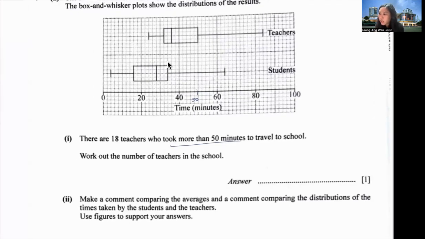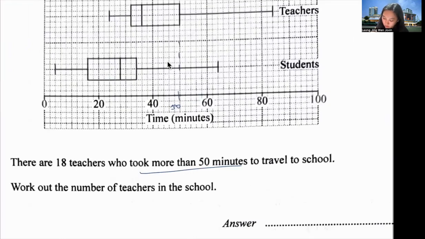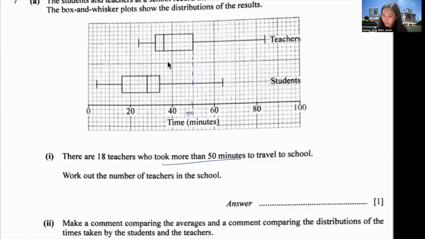So let's just look up where is 50. I'm looking at teachers, so I'm looking at the top box plot. I'm not looking at the bottom one. So this is my, actually this line. It hits this line here. Okay, so this requires your understanding of box plots, right?